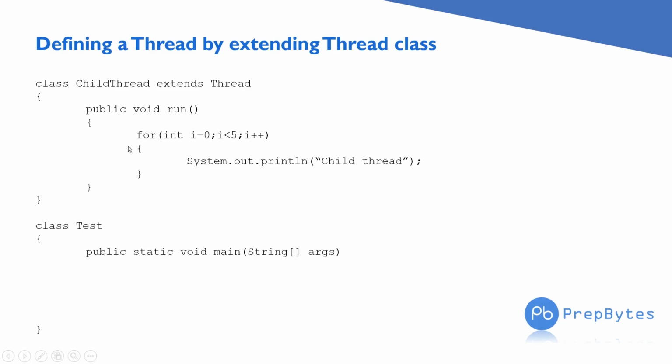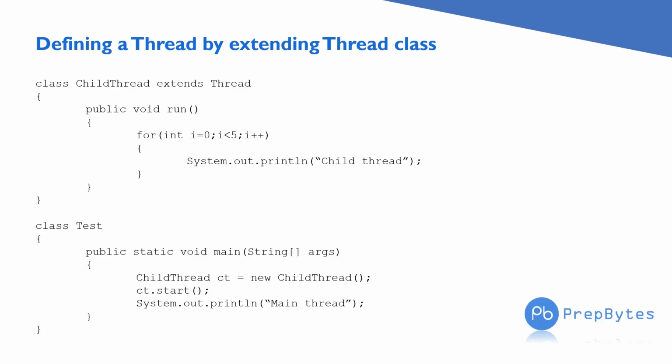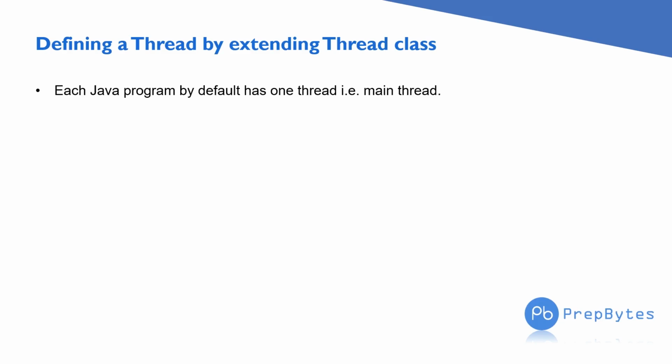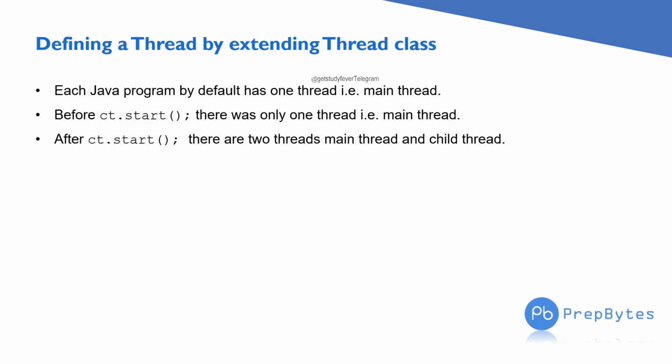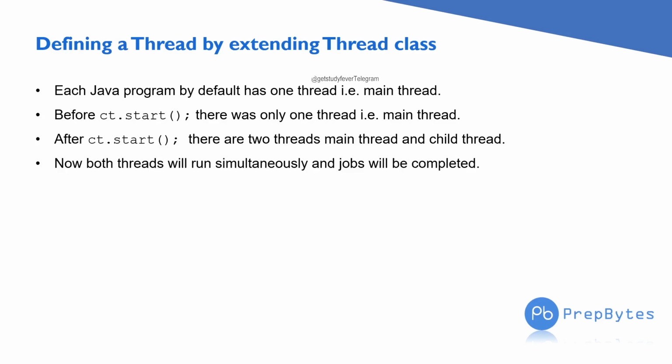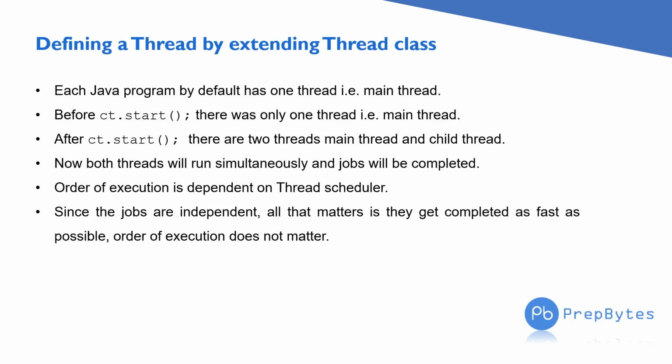Okay, now class Test, main method, the object of child thread, we will call the start method, and this is the job of the main thread. So what we have seen in this part is that each Java program by default has one thread, that is the main thread. Before ct.start we have just one thread. After ct.start we have two threads. Now both threads will run simultaneously and the jobs will be executed, but the order of execution is dependent on the thread scheduler. It is not dependent on us. It is dependent on the algorithm that the thread scheduler uses. Since the jobs are independent, all that matters is that they get completed as fast as possible. Order of execution does not matter.